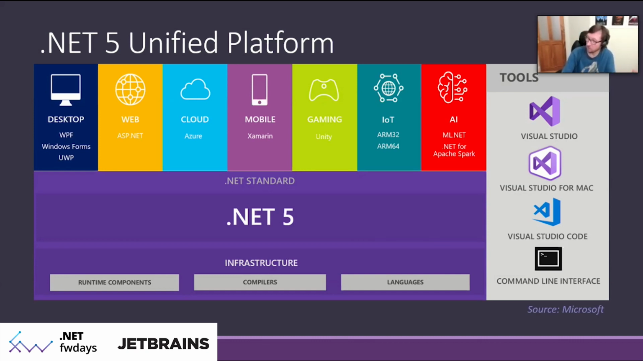You can run .NET Core on ARM devices. If you understand machine learning and deep learning, which I don't, but apparently if you do, you can use ML.NET and .NET for Apache Spark. And all of this combines into one .NET 5 platform. It's all developed together. Mono's part of it, Core is part of it, and this is where we are going to be writing our applications from now on.